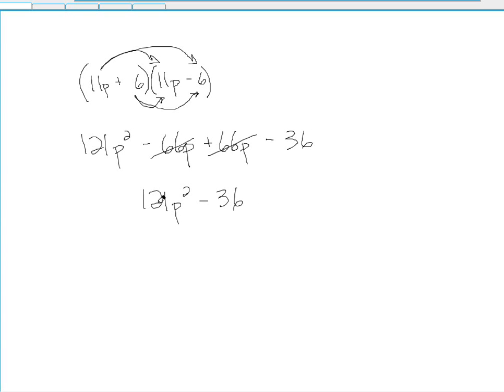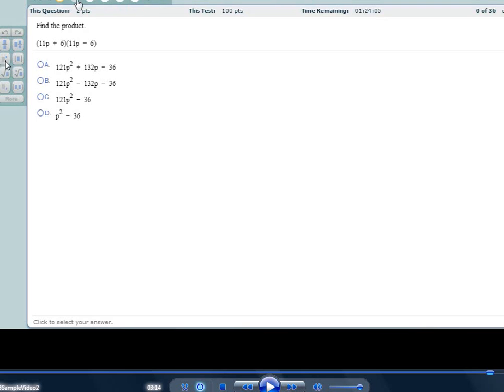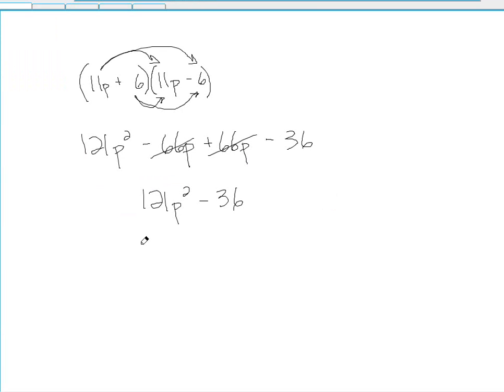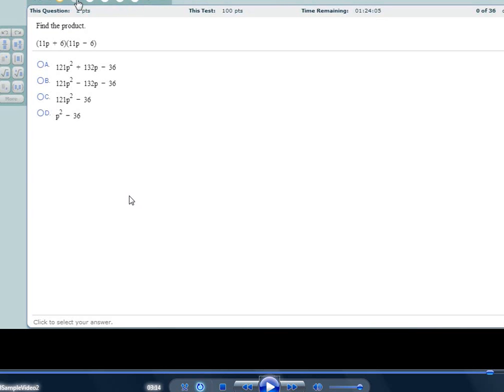Again, make sure you know how to enter your final answer here using the square key. Oh, in fact, you don't have to in this one. That's an easy one. 121p squared minus 36. Yep, there's the final answer right there, choice C.